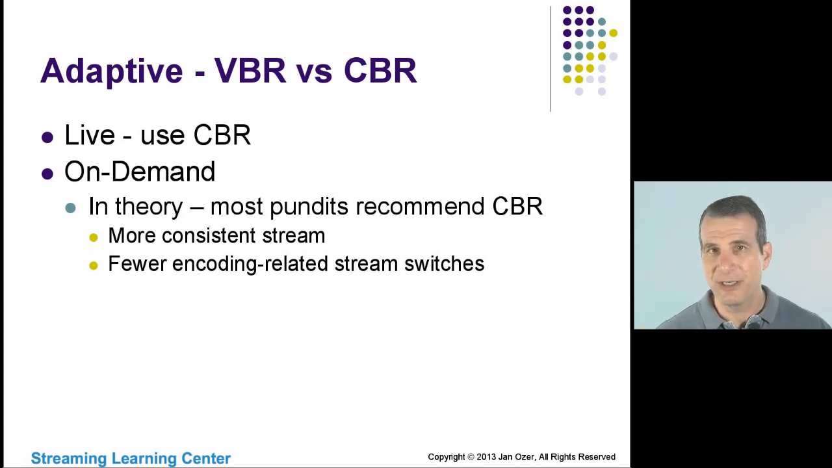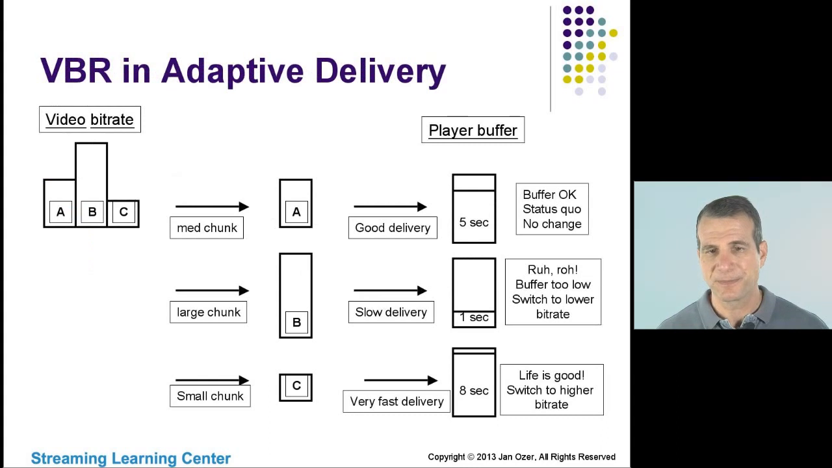Okay, so for adaptive streaming, if you're streaming live, always use CBR. So no issues there. If you're streaming on demand, most experts, most pundits recommend that you use CBR. They say it's a more consistent stream, and you'll have fewer encoding-related stream switches. Now let's talk for a second about what that is. So this is a video file encoded for adaptive delivery, and these are 3 segments, or 3 fragments, or 3 chunks of that video file.